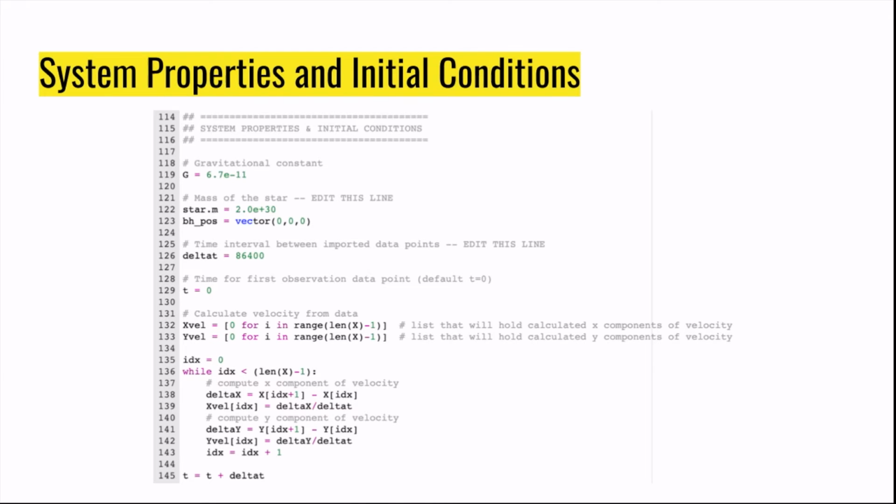For the system properties and initial conditions, we had to include most of these values in the code in order to generate the motion of the star. First, we have the gravitational constant, then we have the mass of the star. After that, we needed to incorporate the black hole's position, and then also the time interval between data points, which is 1 day in seconds. After that, we use the fundamental properties to find the x and y components of velocity.